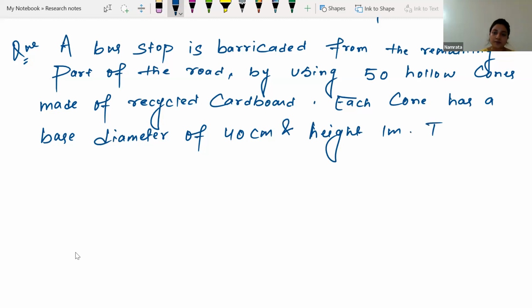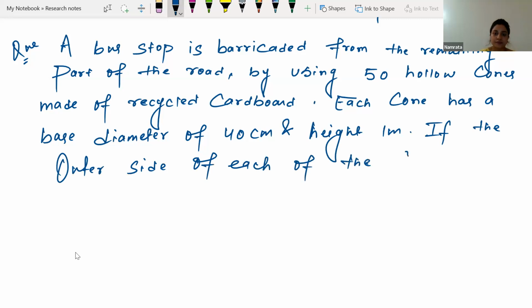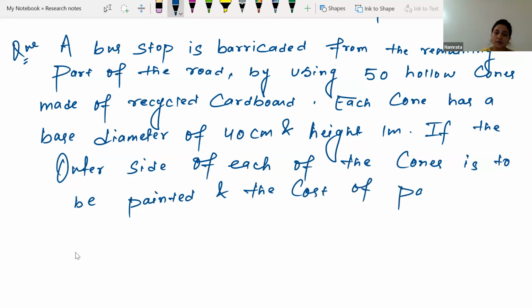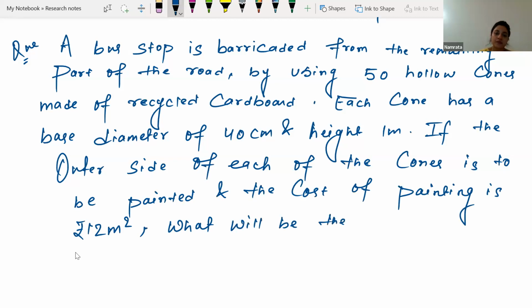If the outer side of each of the cones is to be painted and the cost of painting is rupees 12 per meter square, what will be the cost of painting all these cones?